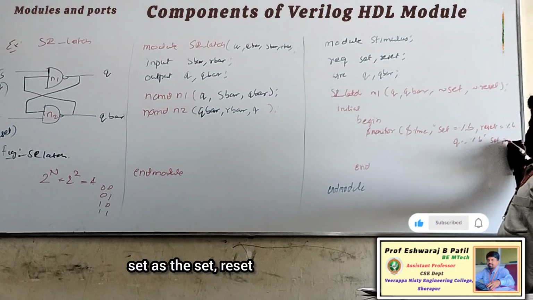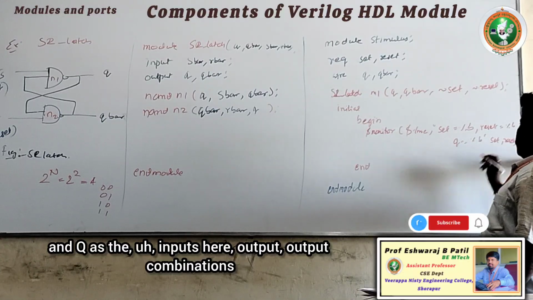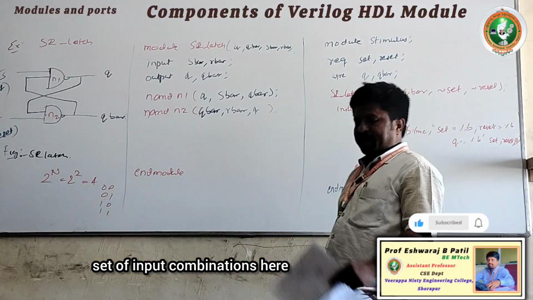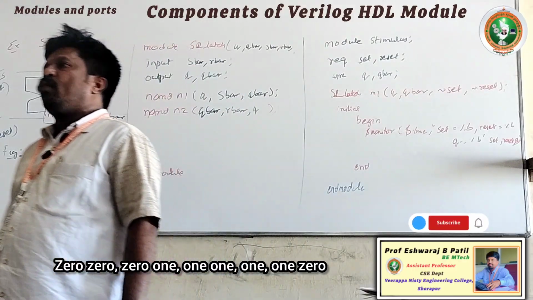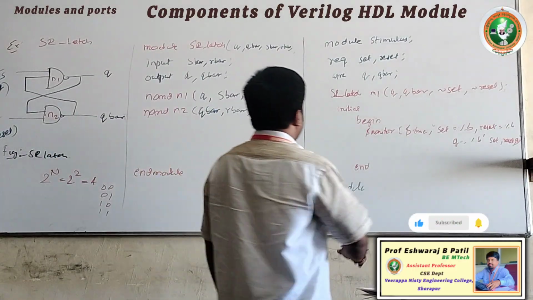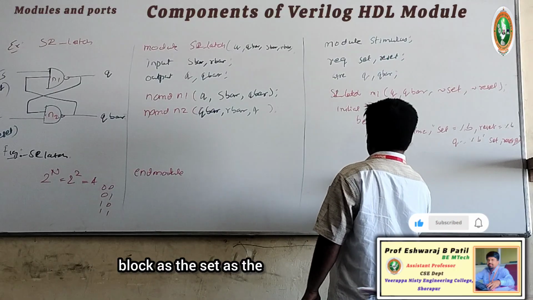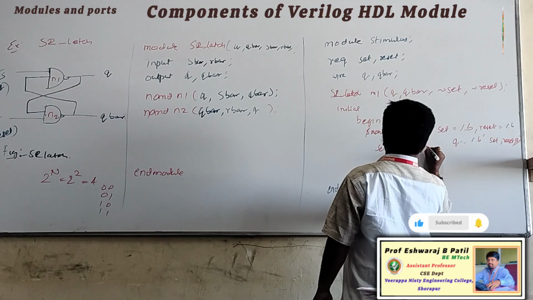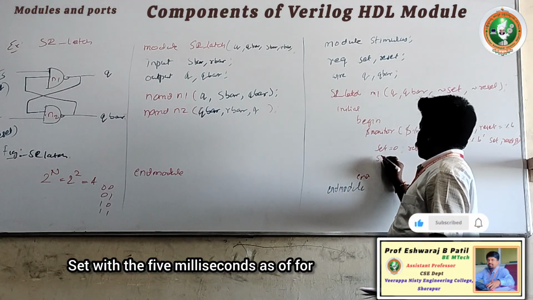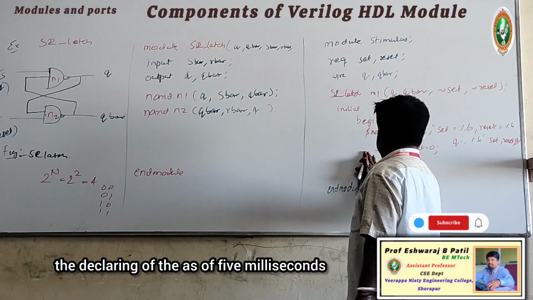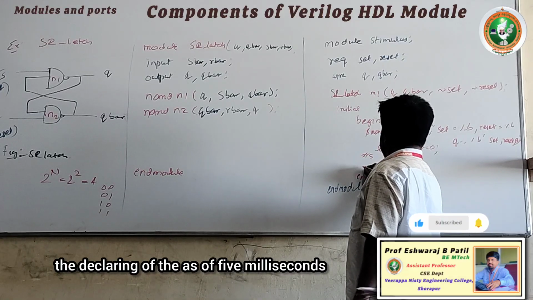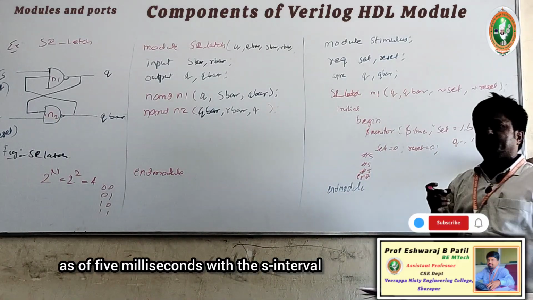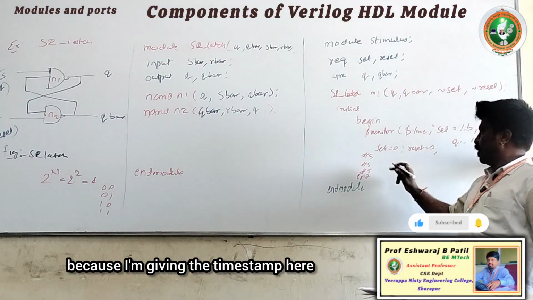And also I have the set, reset, and Q as the inputs here, output combinations. And also I can have the set of input combinations here. What are those? 0 0, 0 1, 1 1, 1 0, whatever it may be. This can be defined within the block as the set as 0, reset as 0. Okay, set with the 5 milliseconds, hash of 5 milliseconds, for declaring the delay. With the interval we have to mention because I'm giving the timestamp here.